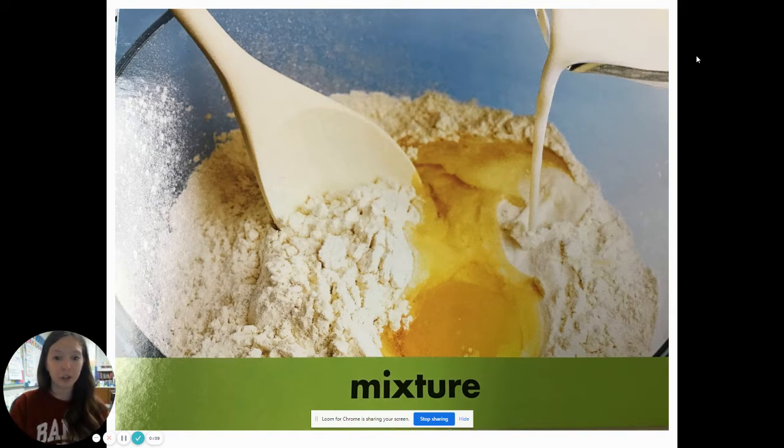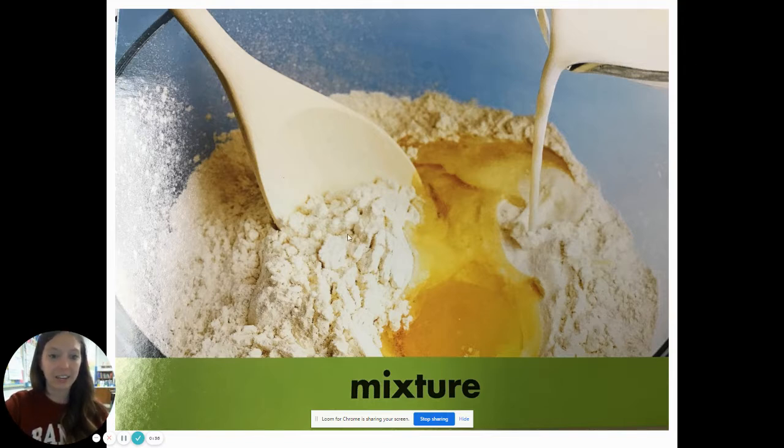So our first word here is mixture. Say the word mixture. Good. Now go like this. Mixture. Good. Let's spell it together. M-I-X-T-U-R-E. Mixture. She added milk to the mixture of flours and eggs.